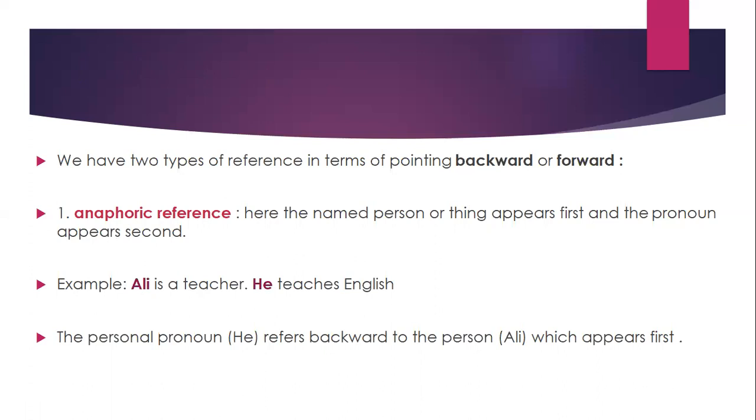For example, Ali is a teacher. He teaches English. The personal pronoun he refers backward to the person Ali, which appears first. So in this type, you need to look backward to understand. In this example, to understand he refers to what, we have to look backward to see Ali, which is the person Ali.